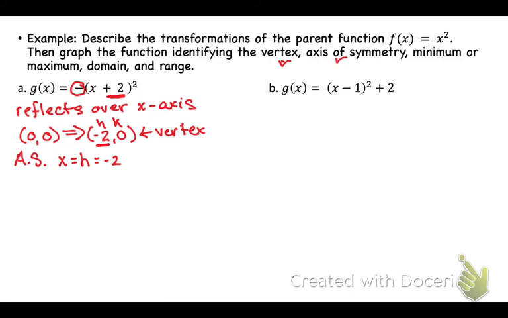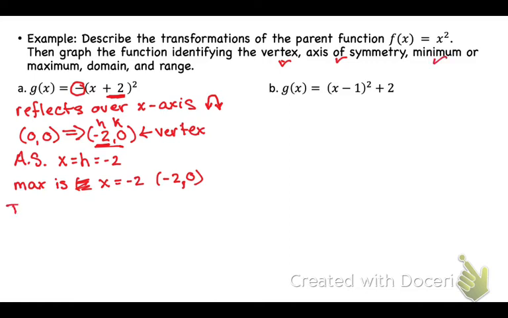Check. Min or max? If it reflects over the x-axis, my picture should look like this if I make myself a little sketch, yes? So is my vertex a min or max? Max. So what's my max? You can put either x equals -2 or you can put -2, 0. Either one. Is it both the max? Yeah. Okay, so we got min or max.